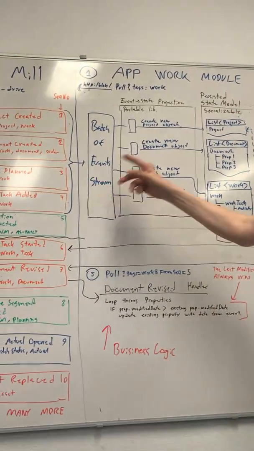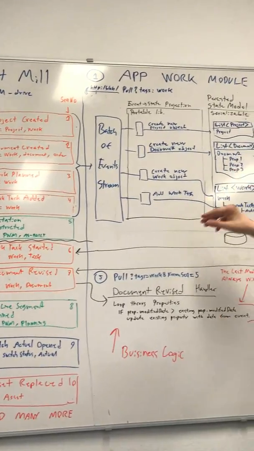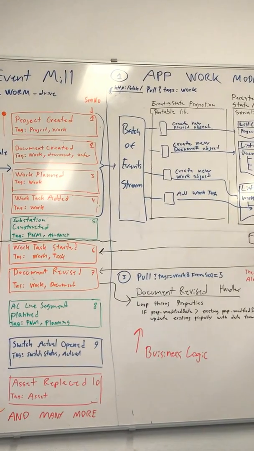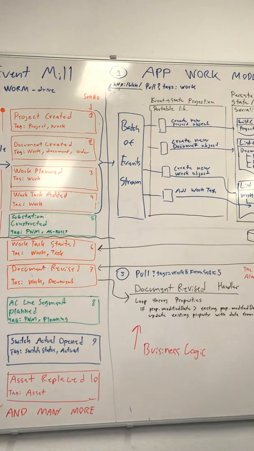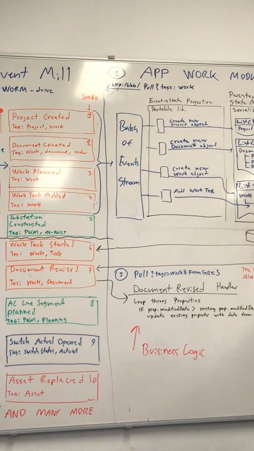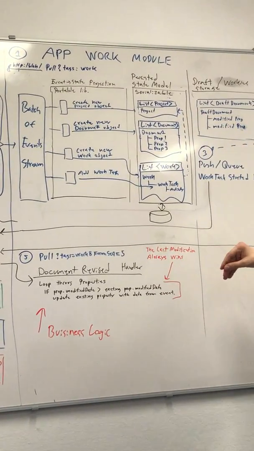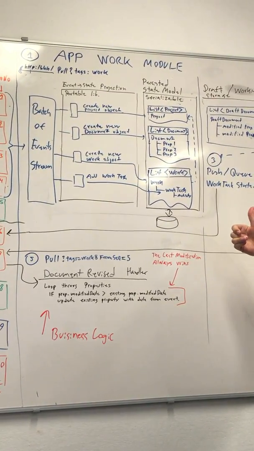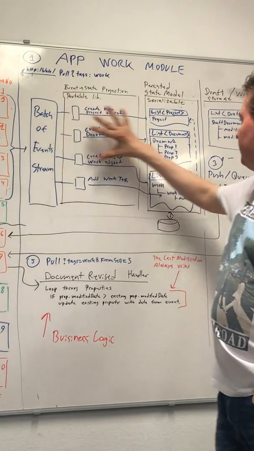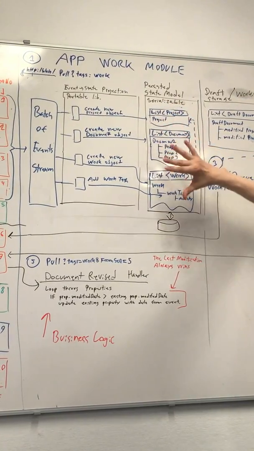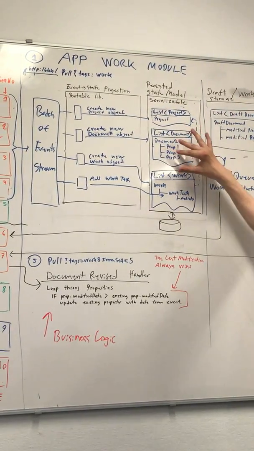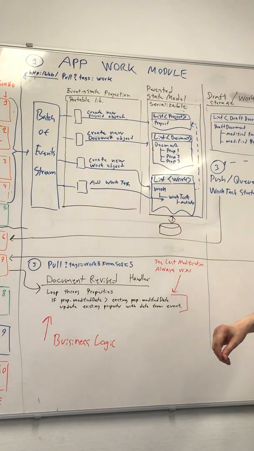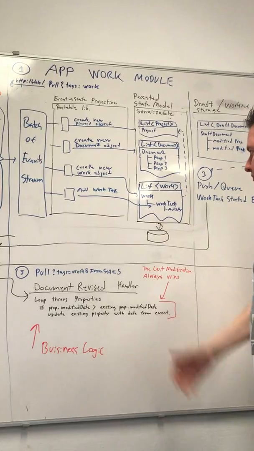Work planned event, okay, it creates a work object and so forth. Work task added, it adds a work task to the work object. So here we just have plain objects, right? After we finish with that, we have the state model. Of course, the user interface can use this to present stuff to the user, right? Like a list of tasks and so forth.